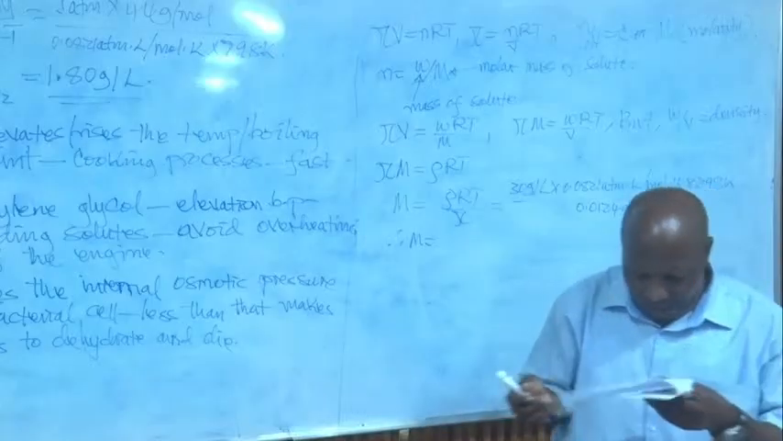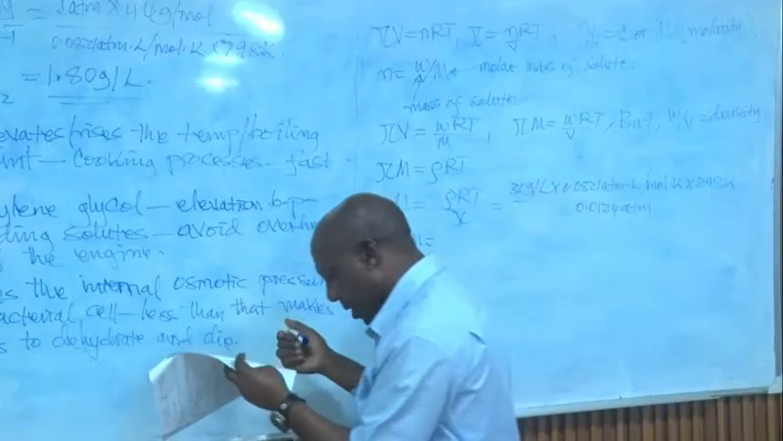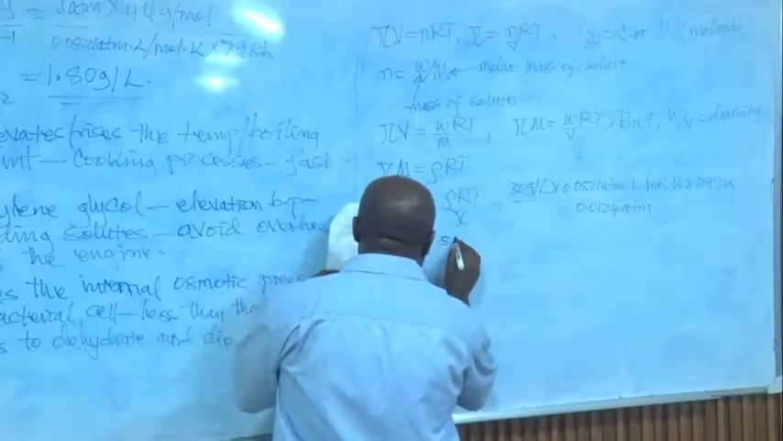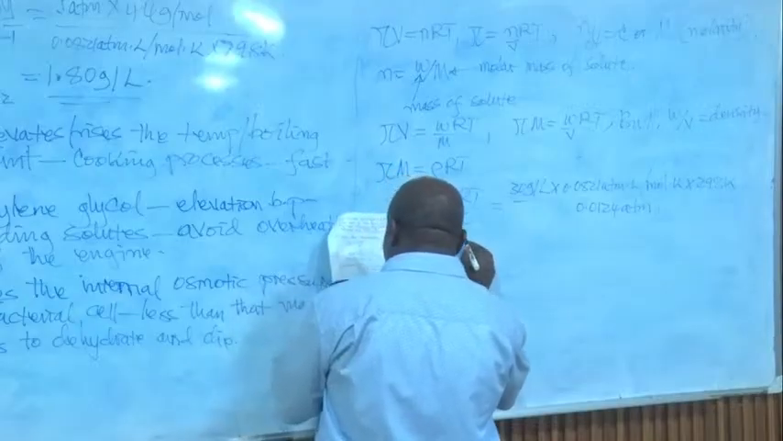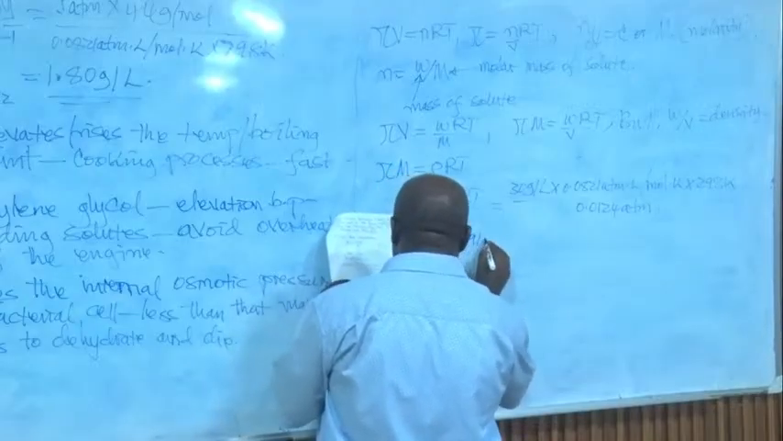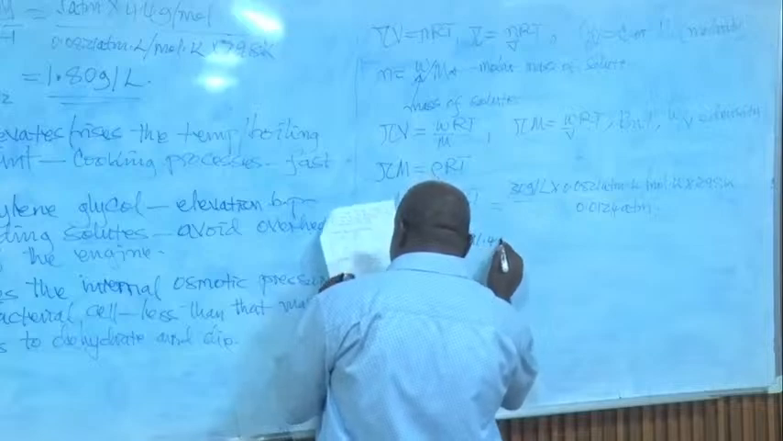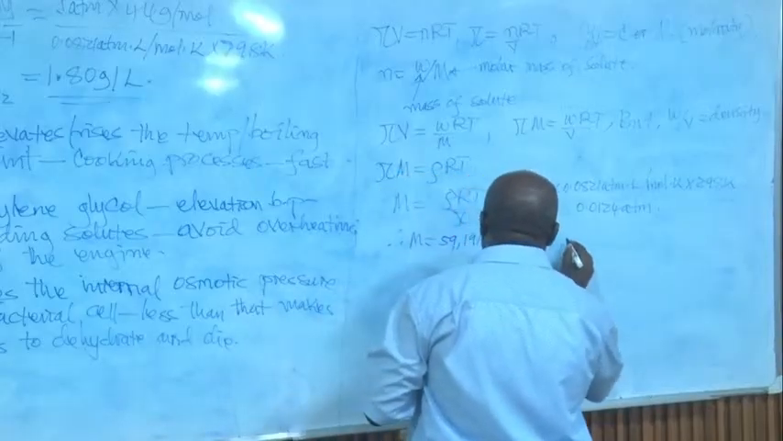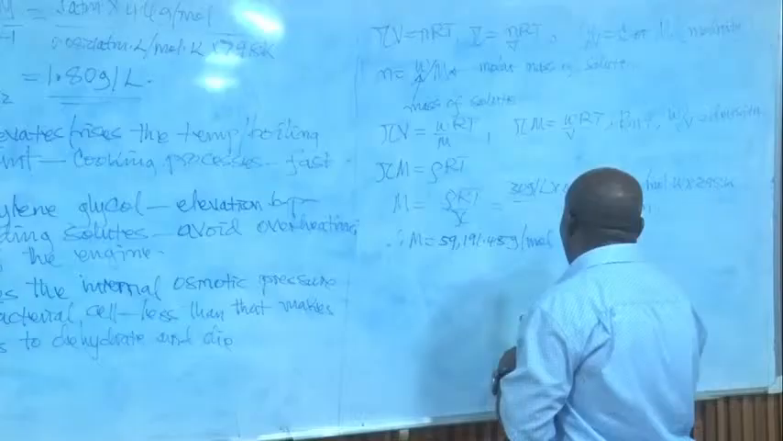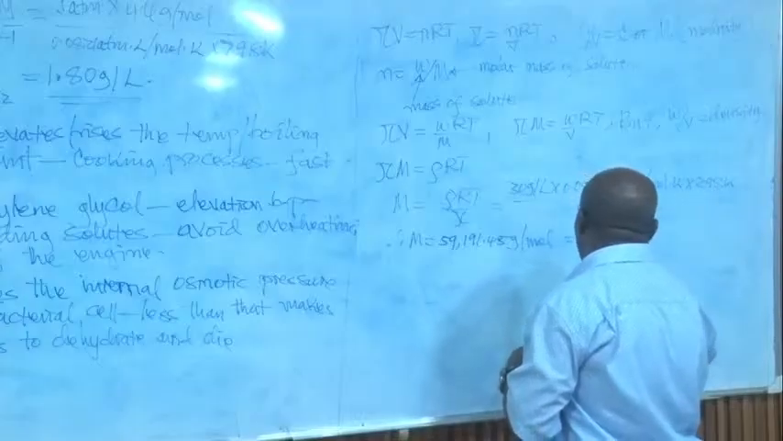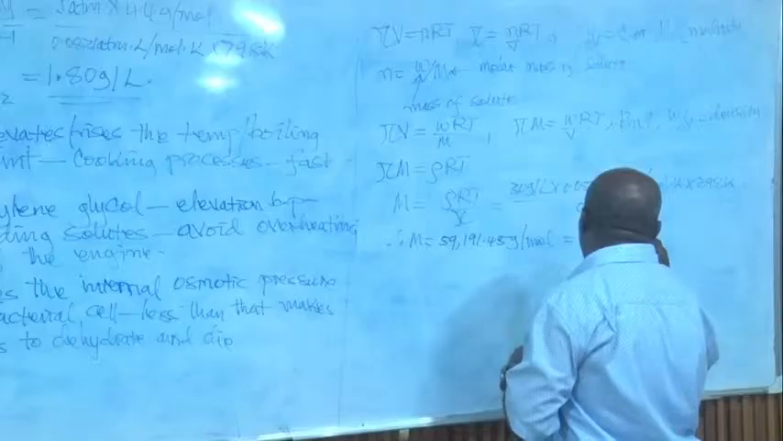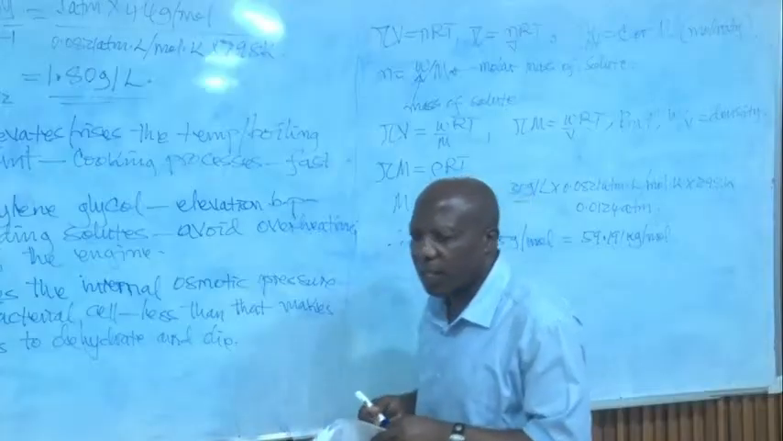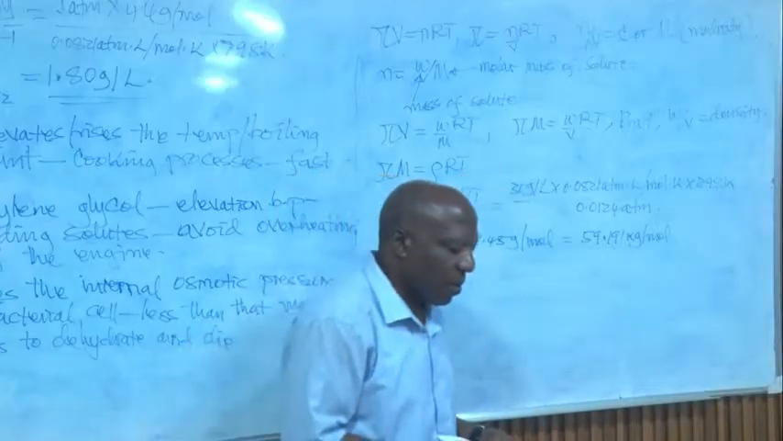So finally, the molar mass of this organic compound is equal to 59,191.45 grams per mole, or you can say this is equal to 59.191 kilograms per mole. So this is the molar mass of the organic compound.